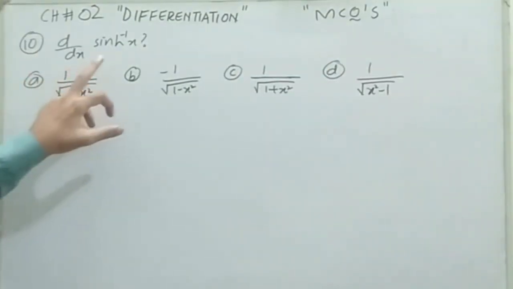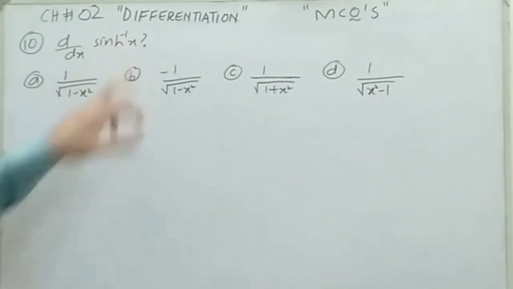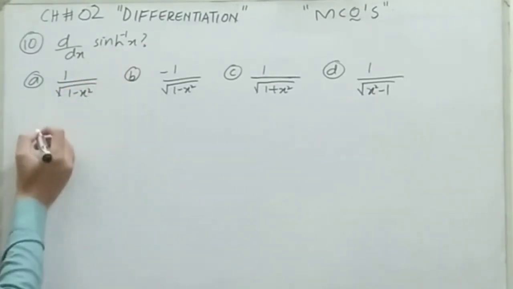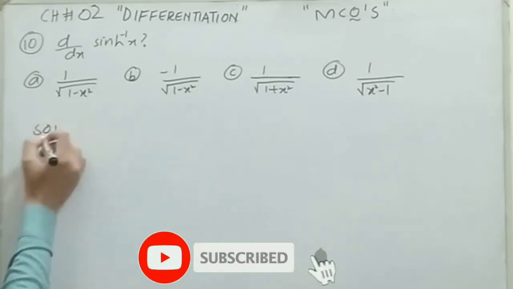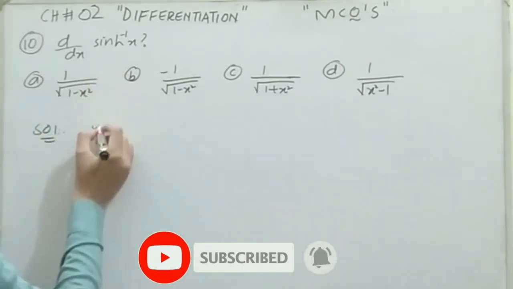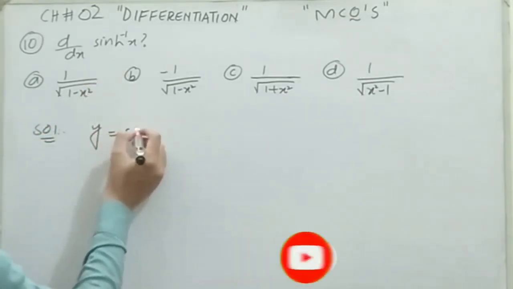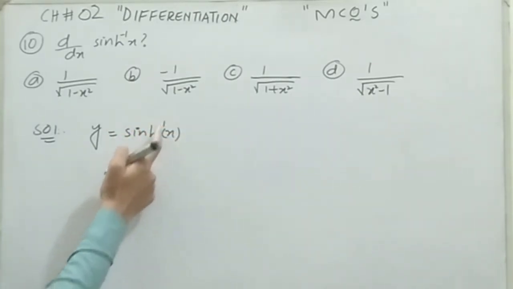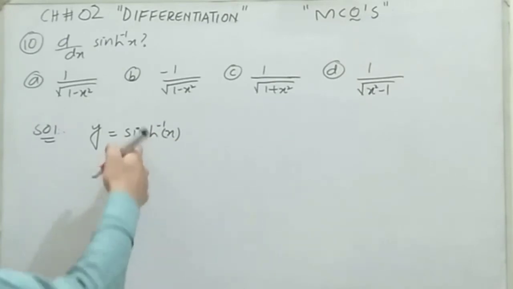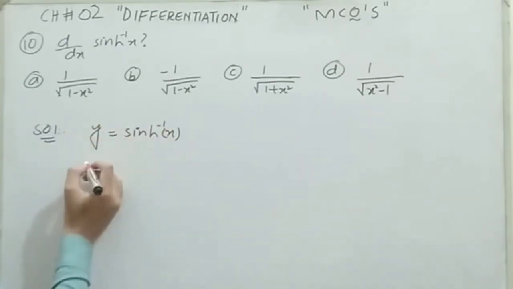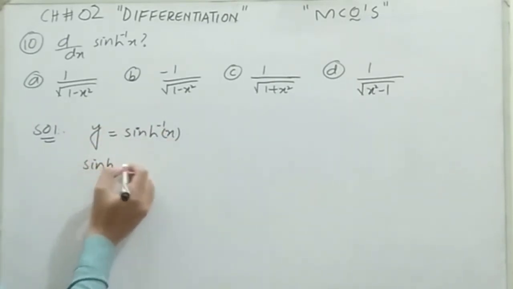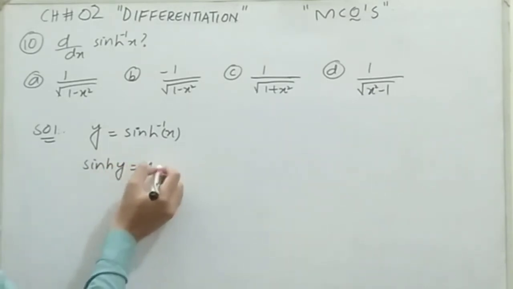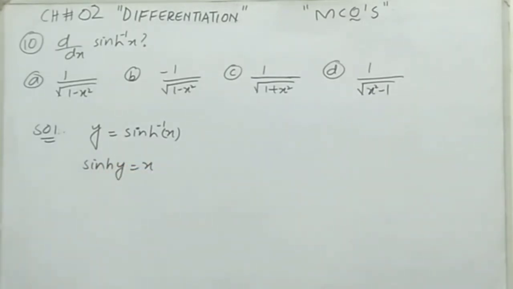It tells us that d by dx of sine hyperbolic inverse of x will be. So we are going to find the derivative of the given sine hyperbolic inverse x. So let's suppose this is equal to a function y is equal to sine hyperbolic inverse x. Over here, the power of sine hyperbolic is -1. So by moving to the left hand side, the power will become positive and it becomes sine hyperbolic y will be equal to x. Now differentiate both sides with respect to x.